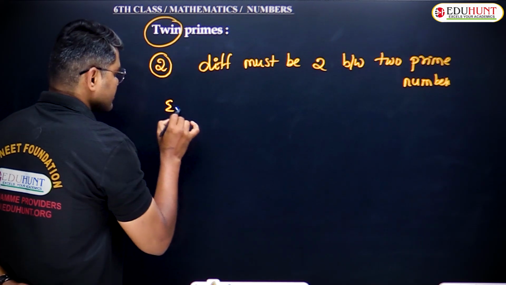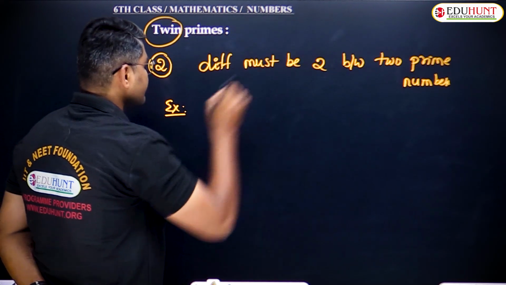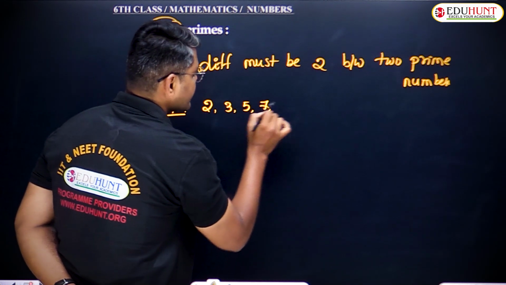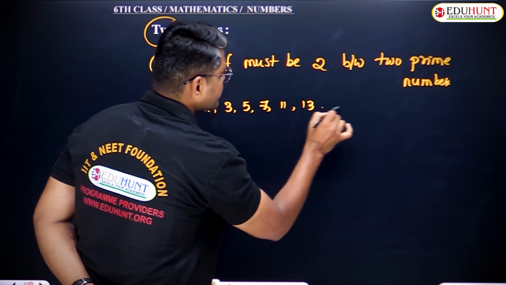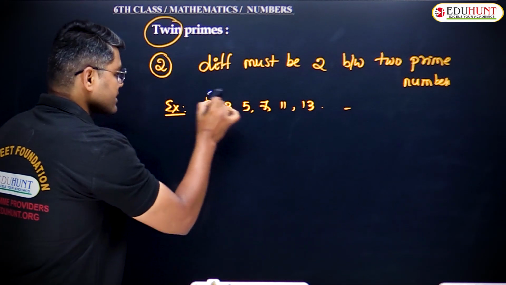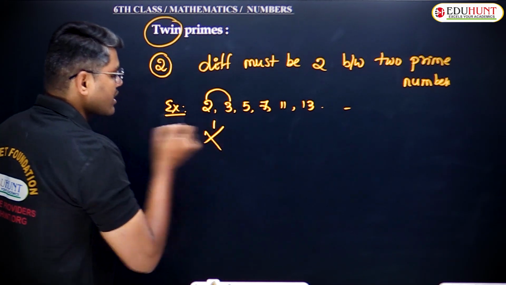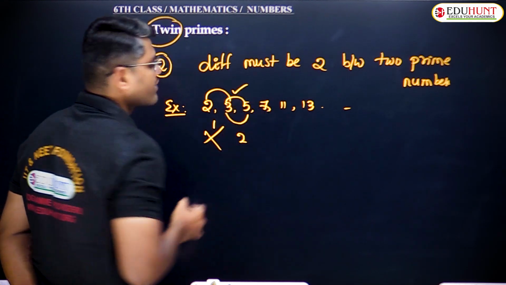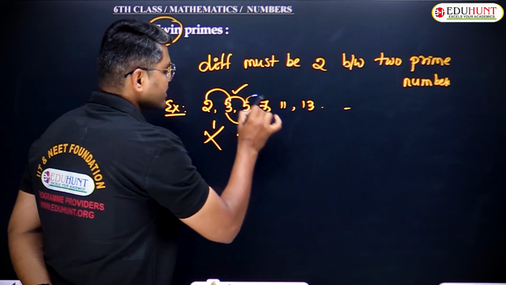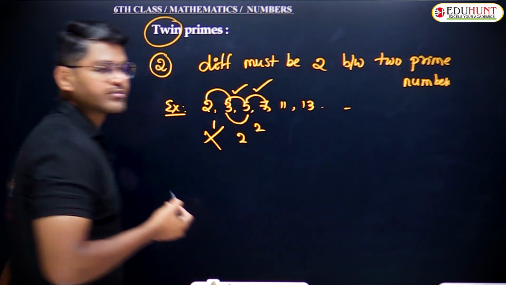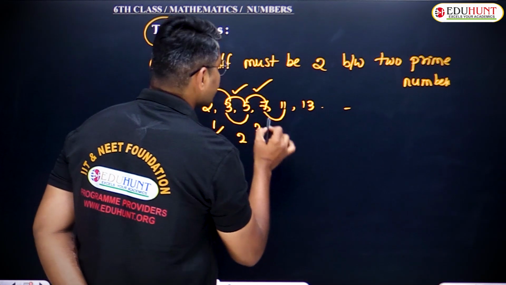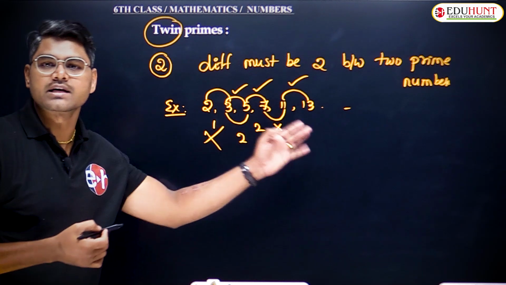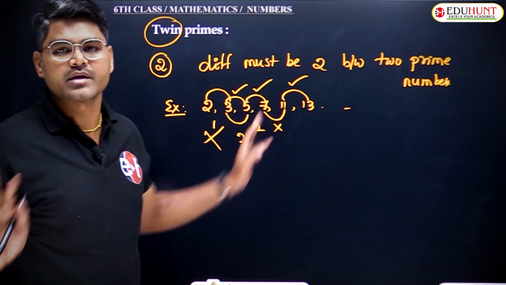For example, let's take the prime numbers first: 2, 3, 5, 7, 11, 13 and so on. Difference is 1, so these two are not twin prime numbers. Difference is 2, so 3 and 5 are twin prime numbers. Difference is 2, so 5 and 7 are twin prime numbers. 7 and 11 difference is not 2, and 11 and 13 difference is 2. So 11 and 13 are twin prime numbers. These are twin prime numbers.